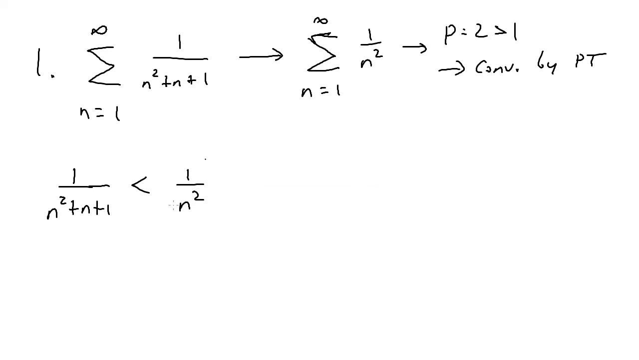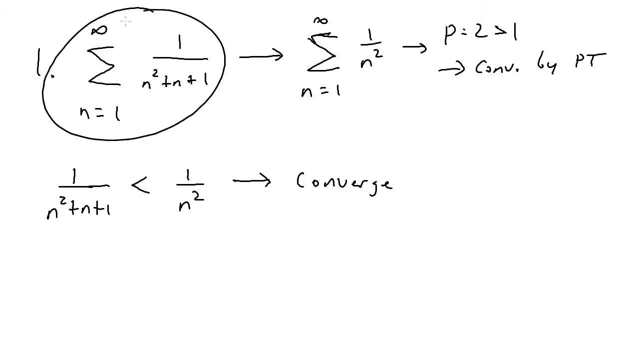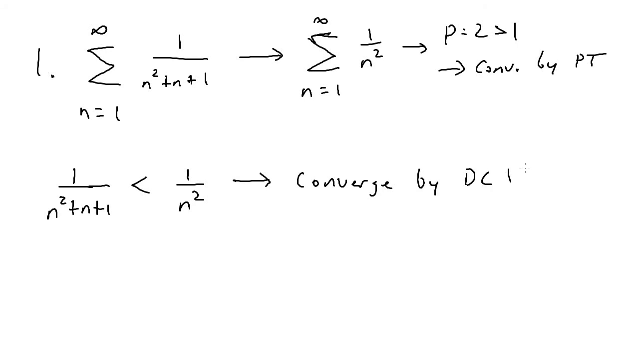So if we know that the series of 1 over n squared converges, and 1 over n squared plus n plus 1 is smaller than 1 over n squared, anything smaller will also converge. So the series of 1 over n squared plus n plus 1 will converge by the DCT, or direct comparison test.